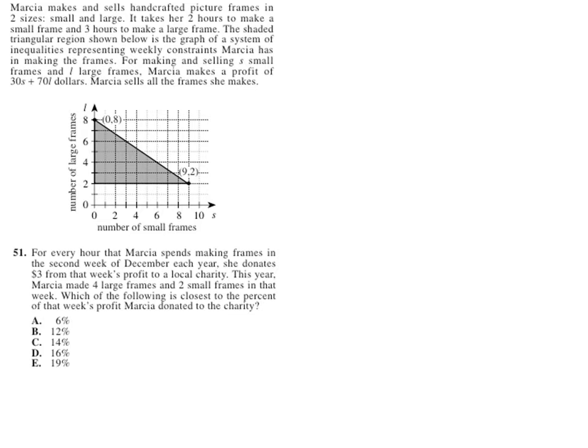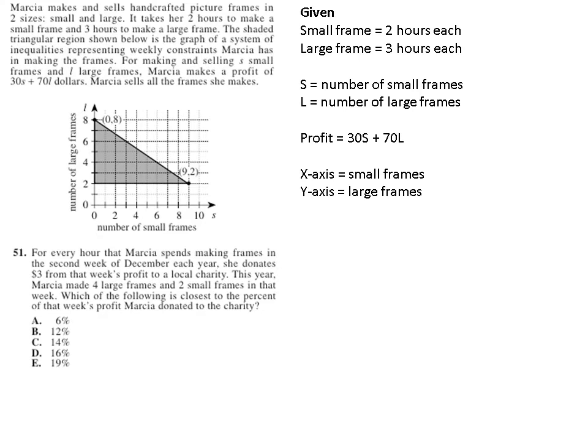So, moving to the question: for every hour that Marcia spends making frames in the second week of December each year, she donates $3 from that week's profit to a local charity. This year, Marcia made 4 large frames and 2 small frames in that week. Which of the following is the closest to the percent of that week's profit Marcia donated to the charity?